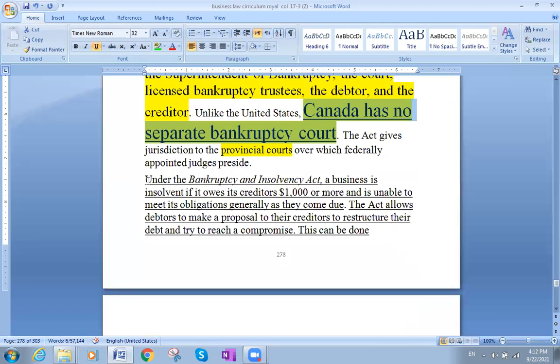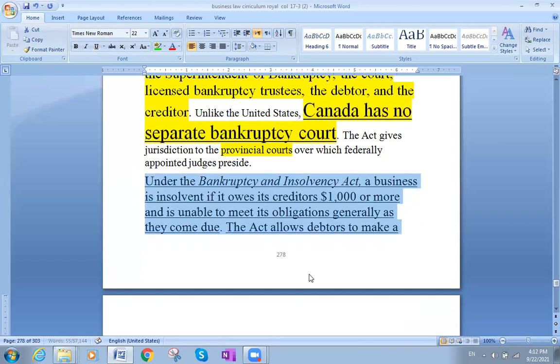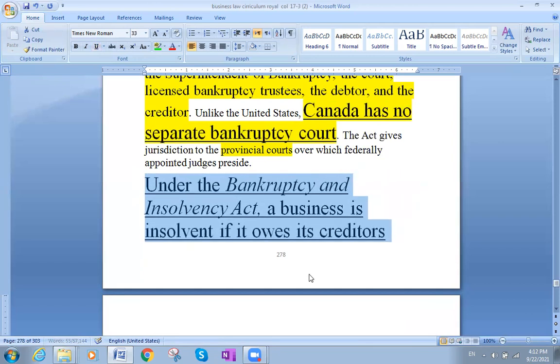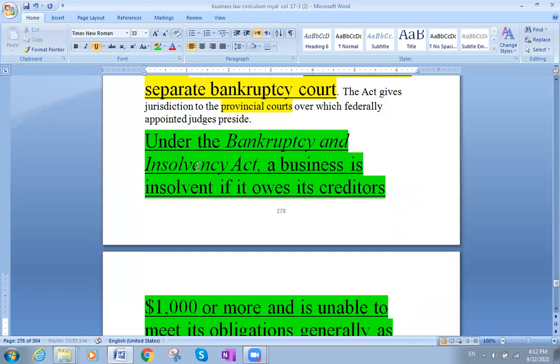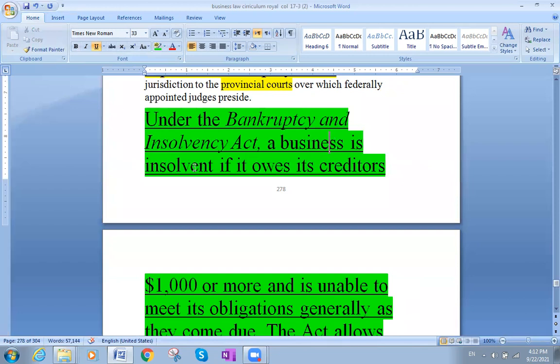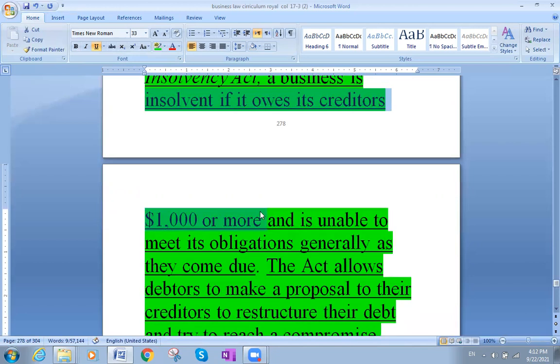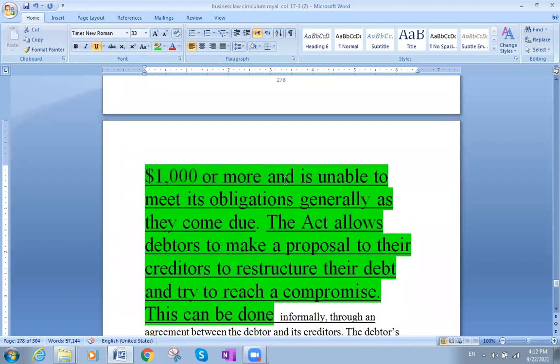This now is what we want to read. This is the core of our work. Under the Bankruptcy and Insolvency Act, a business is insolvent if it owes its creditors $1,000 or more. But a lot of companies are in this condition.